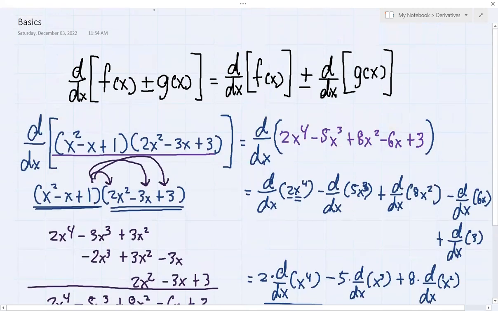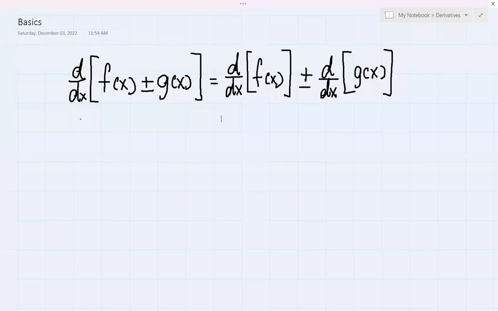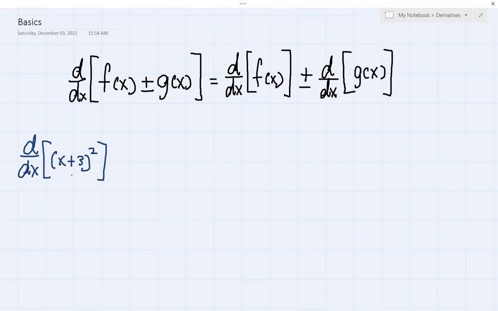How about this one? Okay? Kapag, let's just say, meron tayong ganito. The derivative of x plus 3 squared. Kumbaga, meron na tayong exponent. Do you think it's possible to expand this one? The answer is yes. Pwede pa. We can still expand this one. Pwede pa naman siyang i-expand.